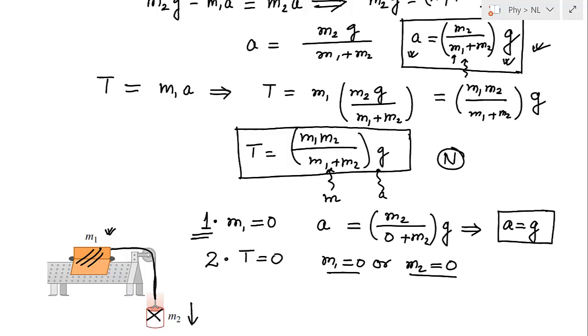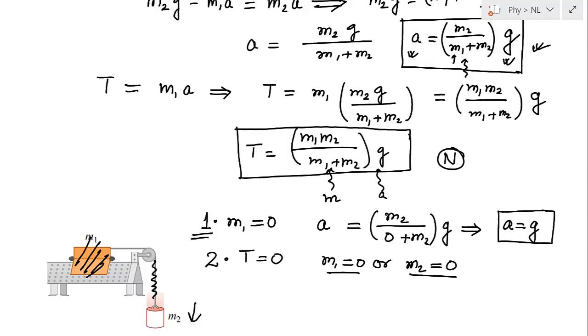Same way, in this case there is no mass m1. So if there is no mass m1, then this is simply freely falling, and this string is slack. So this means there is no tension in this case.